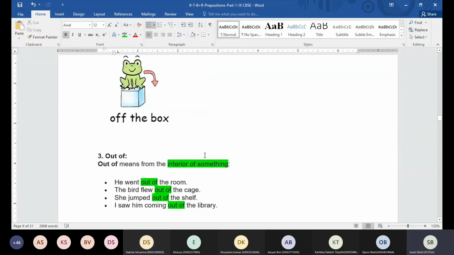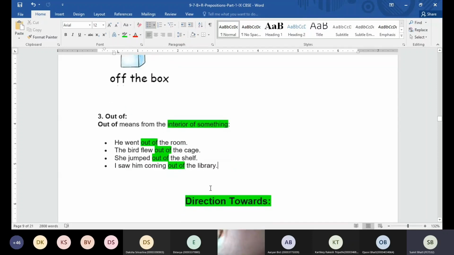Out of is going to mean when we are referring to the interior of something. When we are inside something, from interior to outside, then we use the word out of. Like he went out of the room. He was inside the room, then he came out of the room. Interior to outside. The bird flew out of the cage. She jumped out of the shelf. I saw him coming out of the library. So out of is a very easy word. Out of means interior to outside.